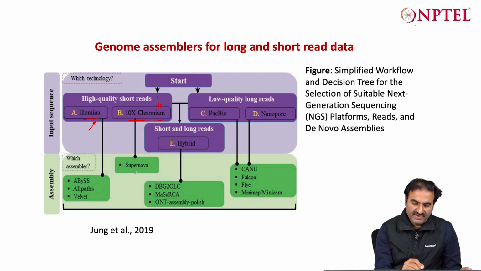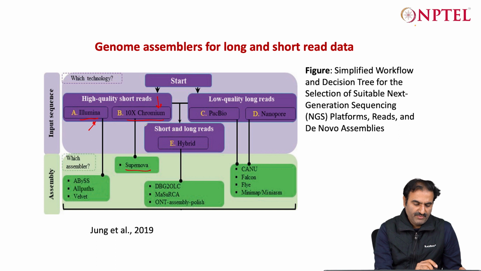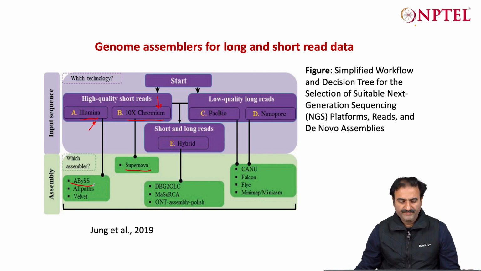So for this, the assembler for 10x Chromium is Supernova, right? And for Illumina, there are various assemblers: Velvet, ALLPATHS came earlier, but ABySS is one of the commonly used, and which we'll also discuss today. All these are based on De Bruijn graph, Supernova, ABySS, right?